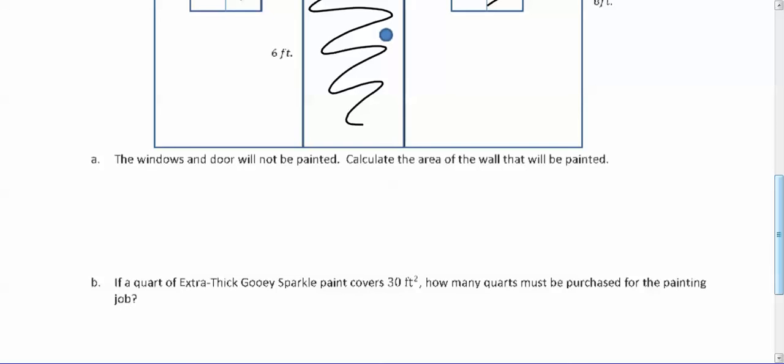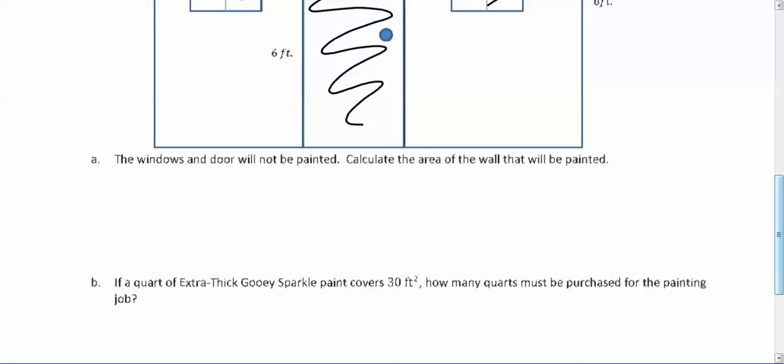So for example, let's say I had a 100 square foot wall, right? And for one thing of paint, it covered 25. How many would I need? 4, right? You'd take 100, divide it by 25, you'd get 4, right? So same thing with this. You're going to find the area and divide it by 30.